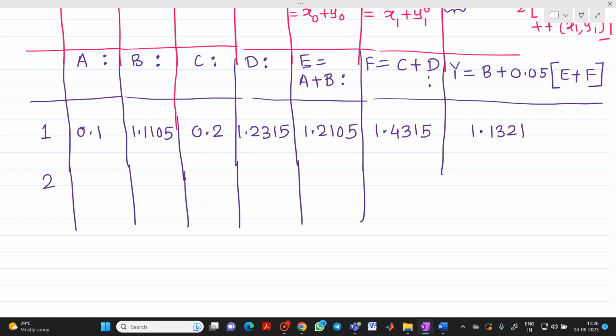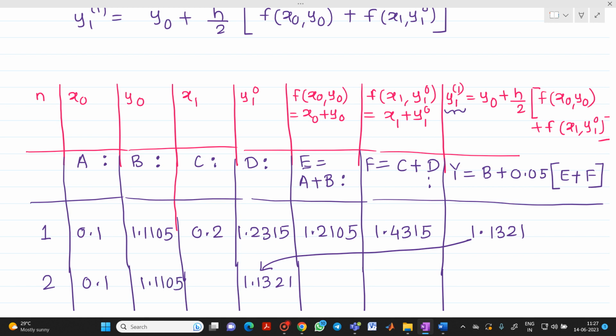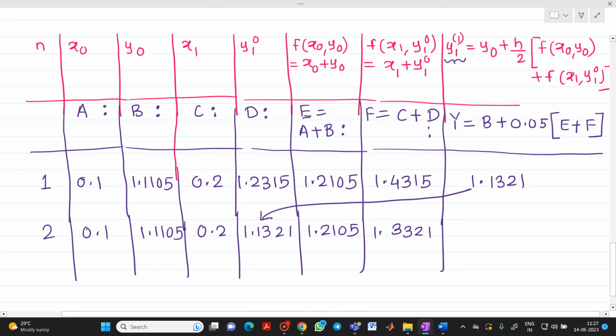Now what to do in the next iteration, iteration 2? Whatever answer of y1 of 1 will be there, that you have to substitute here. y1 of 1 is 1.1321. So you have to substitute it here. Rest of the values will be the same. Again you have to substitute all the things in the calculator. This will be your 1.3321. Now at the end of iteration 2, you will get answer as 1.1271.